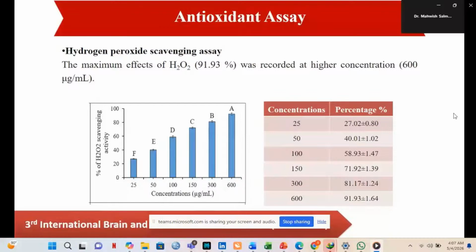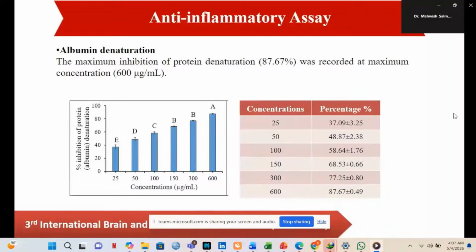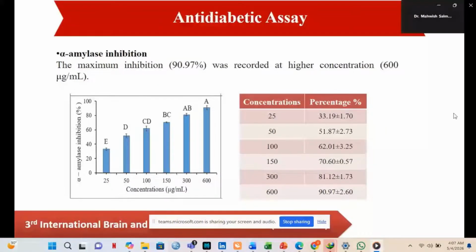Similarly, for the anti-inflammatory activity, albumin denaturation assay, the maximum inhibition of protein denaturation, 87.67%, was reported at the maximum concentration of bioactive metabolites, 600 microgram per ml. The percentages show that the response was dose dependent. Similarly, the maximum inhibitory effect on heat-induced hemolysis, 81.39%, was observed at the highest concentration of extracted metabolites. Next, the alpha amylase inhibition, antidiabetic activity: the maximum inhibition, 90.97%, was observed at the highest concentration of extracted metabolites, and in the dose response, the percentage increased in a concentration dependent manner.